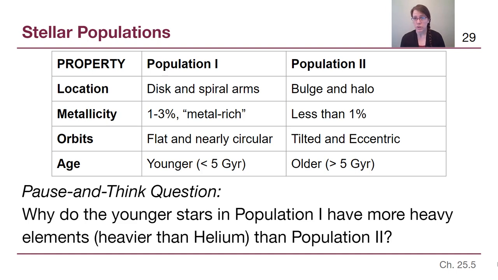Population 2 stars, on the other hand, are found in the bulge and the halo. They have very few heavy elements. Their orbits are eccentric and tilted, and they tend to be much older, much, much older, like 10 billion years or 12 billion years. Now, I want us to try to think about this. Why do the younger stars, the ones in population 1, why do they have more heavy elements than the population 2 stars do? Take a moment and pause the video to think through this.